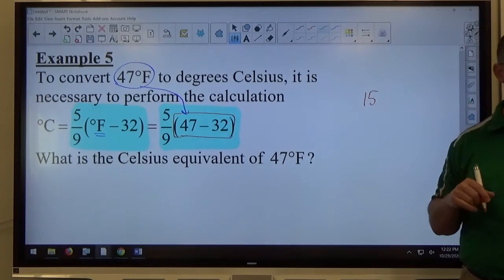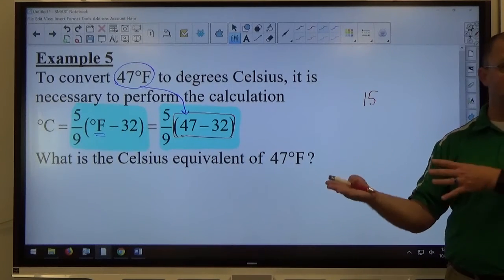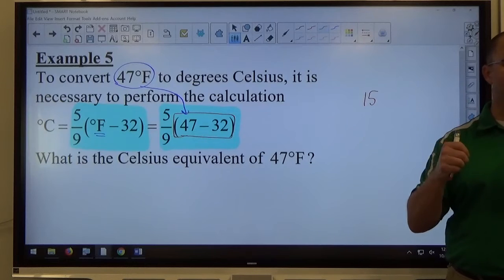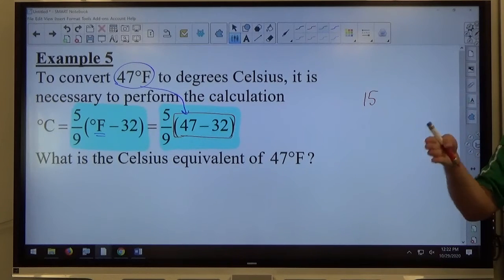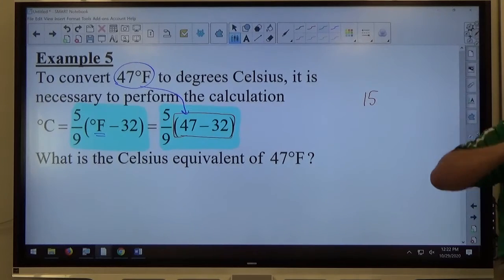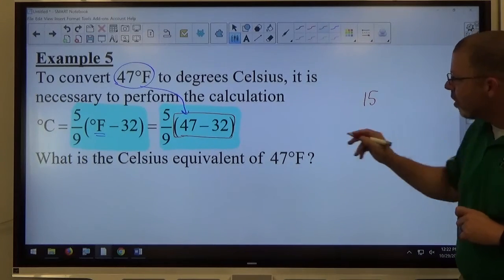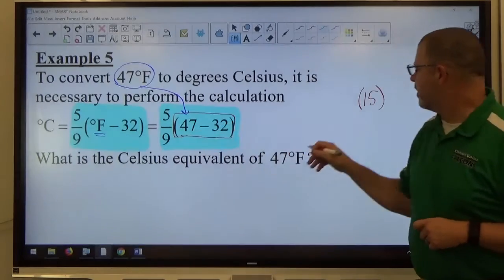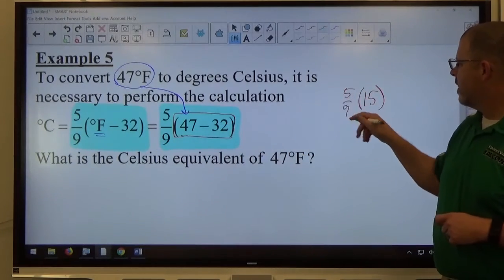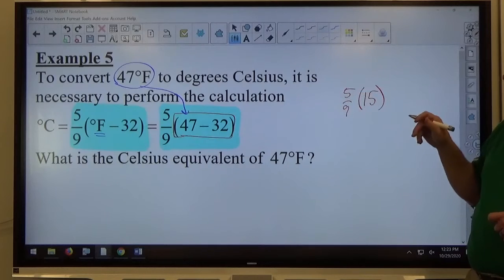So go back to what Kevin said before. Bigger, smaller has to do with addition and subtraction rules for sign. Multiplication, division rules: same sign, positive; different signs, negative. Have them separate in your brain. All right? So 47 minus 32 equals 15. That's being multiplied by 5/9. 15 is positive, 5/9 is positive.